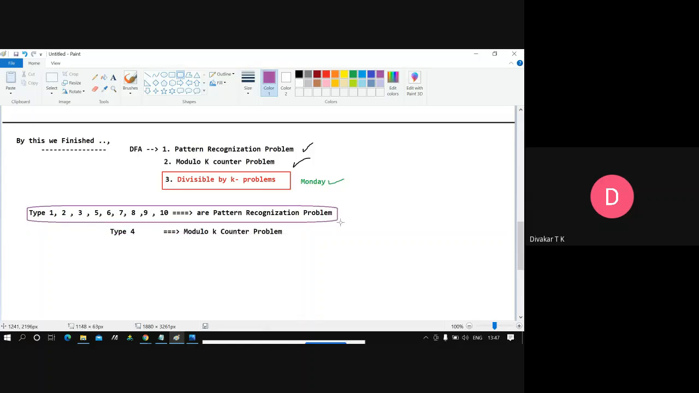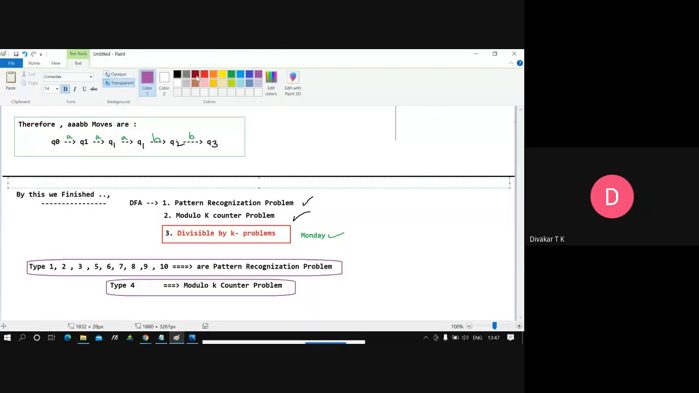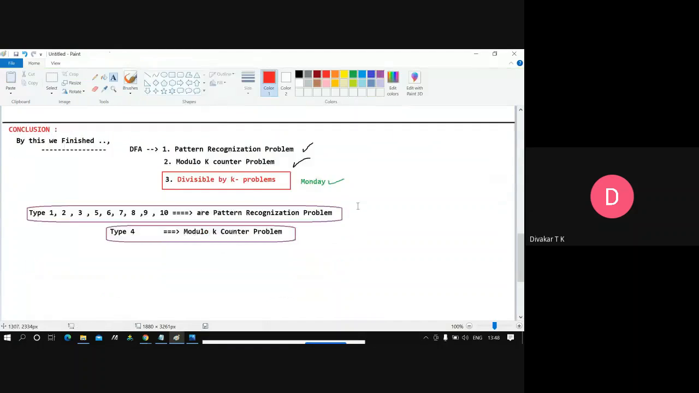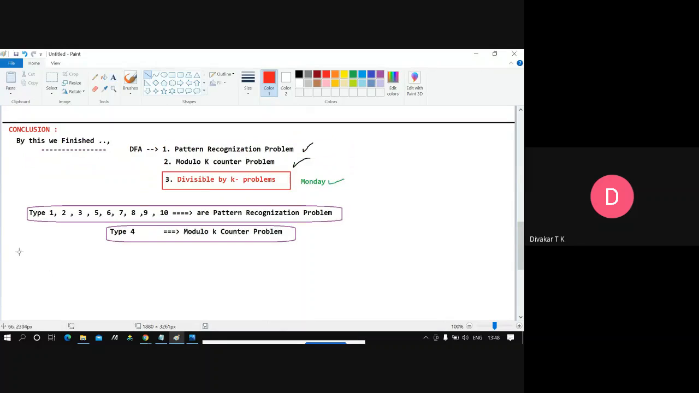So I'm giving the conclusion part here. Type number 1, what we had done, that is pattern recognition. Type number 1 to 10 except 4 are pattern recognition. Type number 4, only one type, that is the modulo k counter problem. Now I'll write this as the conclusion. This is the first part here.